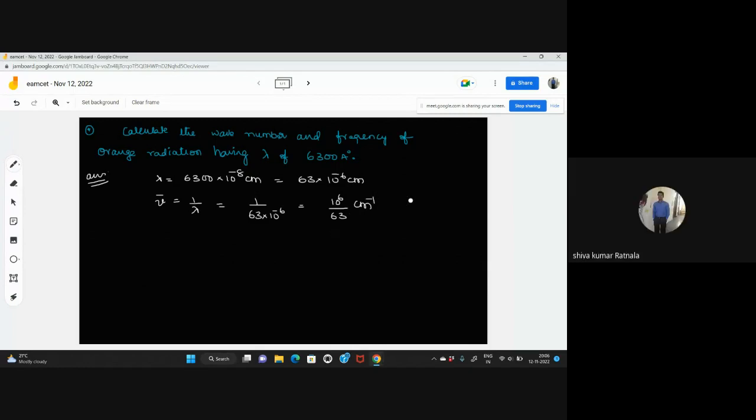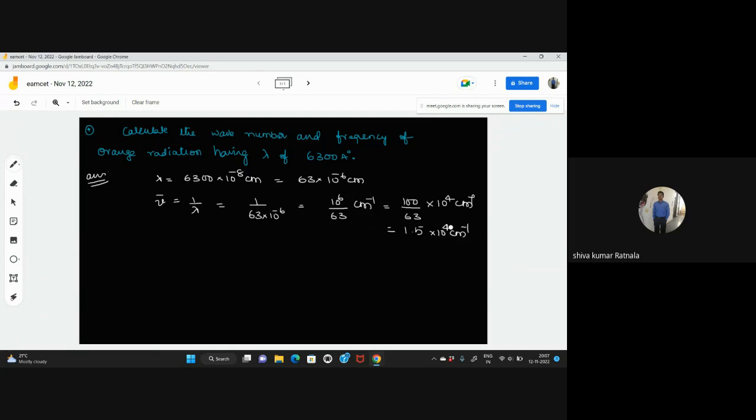Okay, this we can write as 100 by 63 into 10 to the power of 4 centimeter inverse. So 100 by 63 means how much it will become? 1.5 around. 63 means 37, 37 means 370. 1.5 into 10 to the power of 4 centimeter inverse.